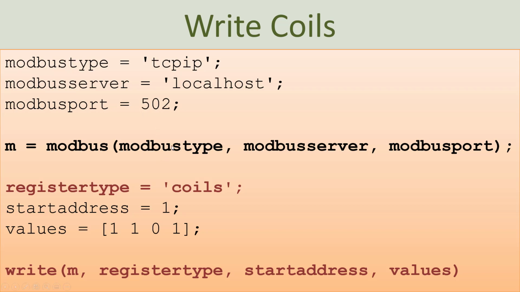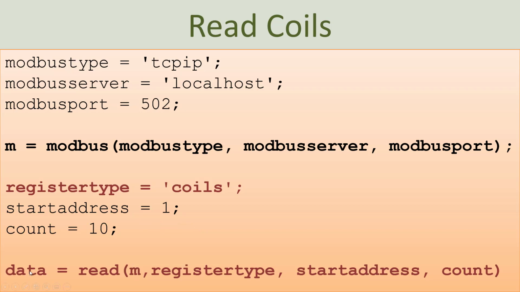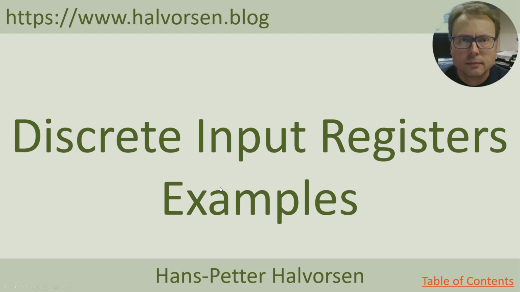So we need to create a Modbus object in order to start the communication with the server, and then we use the write function in order to write data to the server, and then we use the read function in order to read values from the server. And then we need to specify the register type, in this case coils. So let's see how we can use the other registers as well.